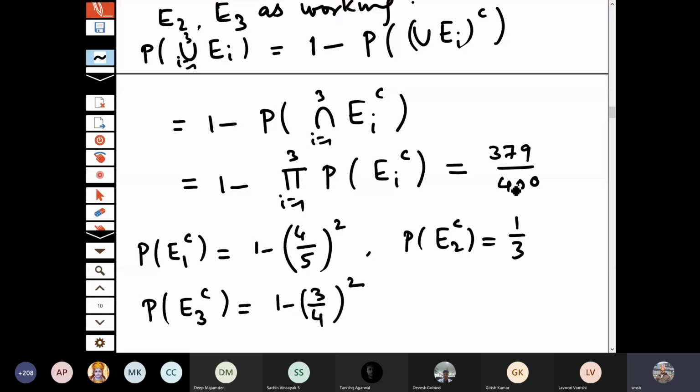The probability that the system is functioning is quite high. What is the meaning of high here? The meaning is that since there are three channels, three different paths are there, the probability that all of them fail will become much smaller.